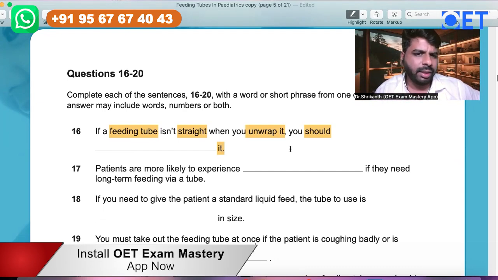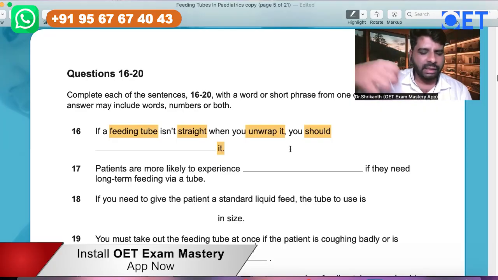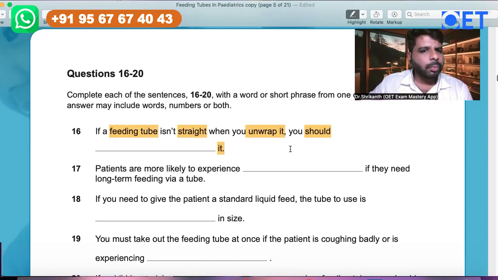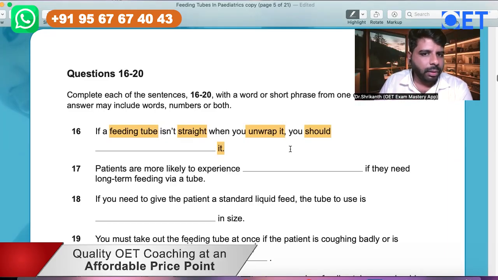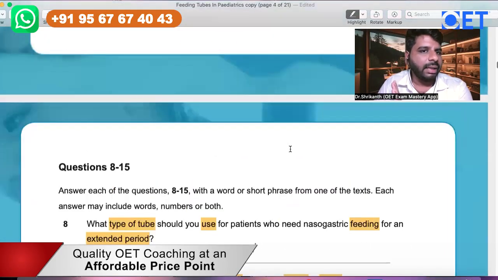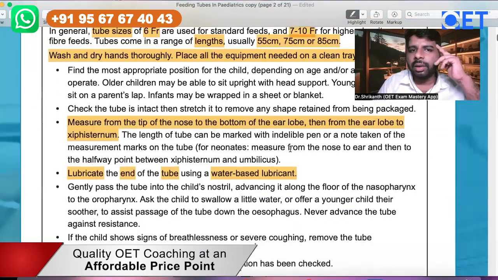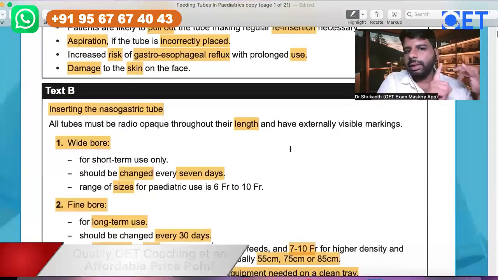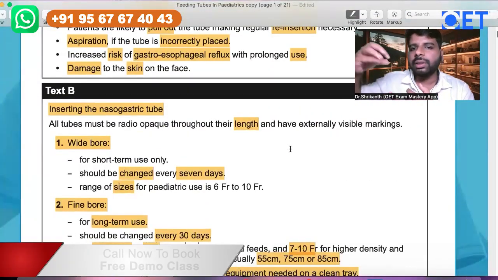Where is it going to be? It is going to be in text B, right? Inserting, because this is a new tube. We are taking it out of the plastic cover and we are going to insert it, right? So it is probably going to be in text B. Okay, that is what my intuition is telling me. So let's see if the answer is in text B. Now, remember the keywords. What are the keywords? Unwrapping it. It is not straight.